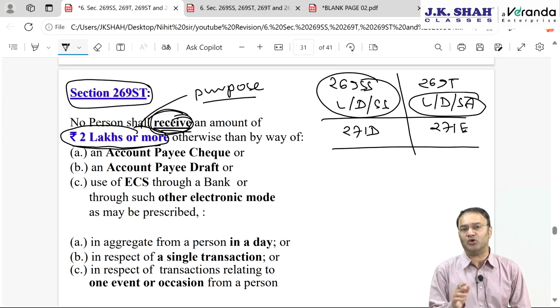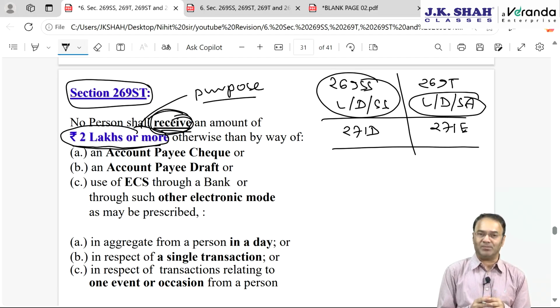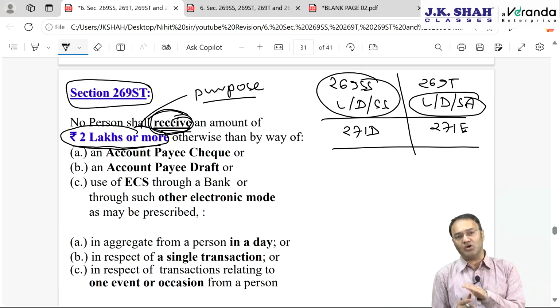If you take 3 lakh rupees cash from somebody for any purpose, or for delivering lectures here, if I take 3 lakh rupees cash from JK Shah Classes, then the entire 3 lakh would be levied on me as a penalty. Let me warn you again, don't counter question me. How will anyone come to know? If it comes to the knowledge of the department, then penalty; if it doesn't come to the knowledge of the department, then it's okay.